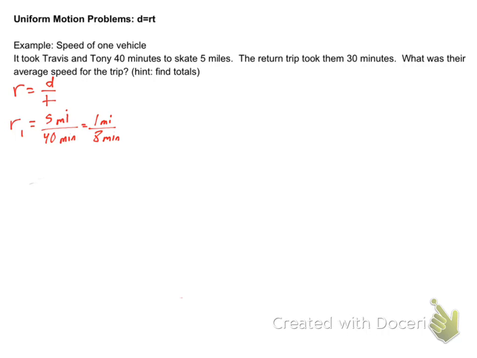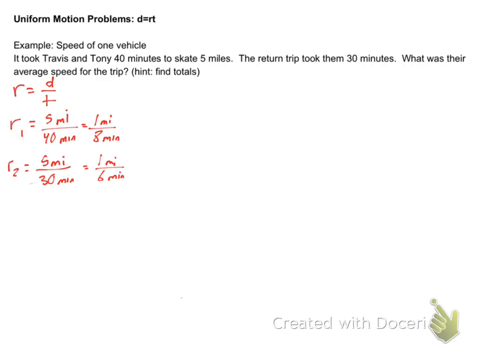Well, how about rate 2? Rate 2, let's do our return trip. How far does he go on the return? Still 5 miles. He went back home. How long did it take him? 30 minutes, which is 1 mile per 6 minutes. Definitely going faster on the way home, yeah? Because it took him less time. So his rate is bigger.